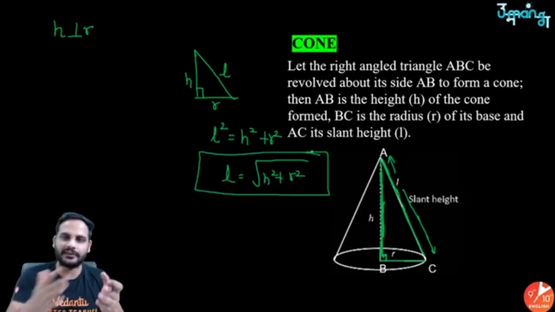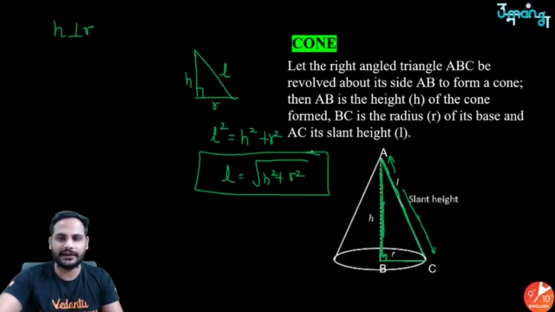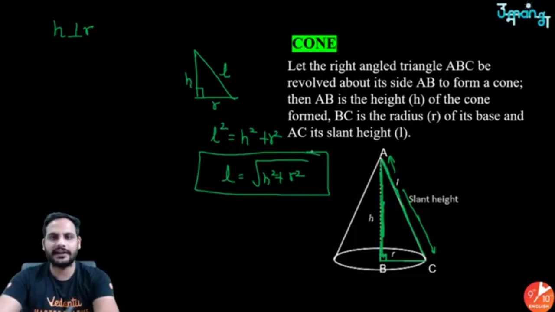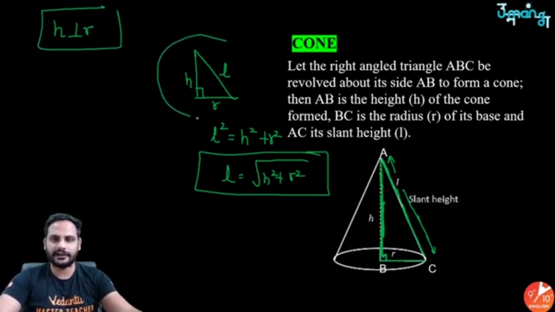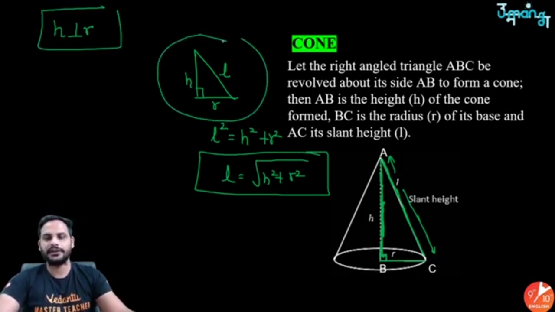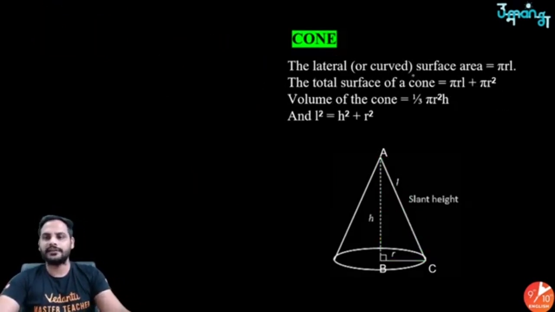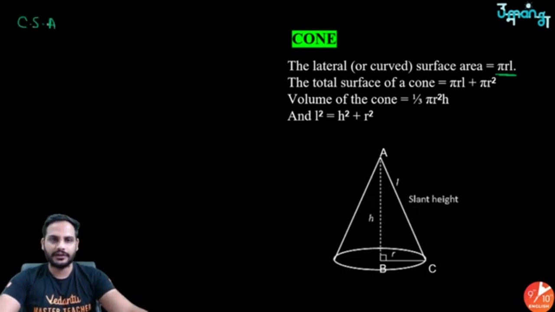So in these questions, sometimes they will give you any one of the parts. They will give you, suppose, the slant height and radius, and ask you to find the height or something like that. Got it? So this is the relation between all three. So this triangle is very important in the case of cones. Now, the lateral surface area for a cone is pi r L. Remember, in the curved surface area, CSA of a cone, slant height is used. Pi r L, slant height is used.